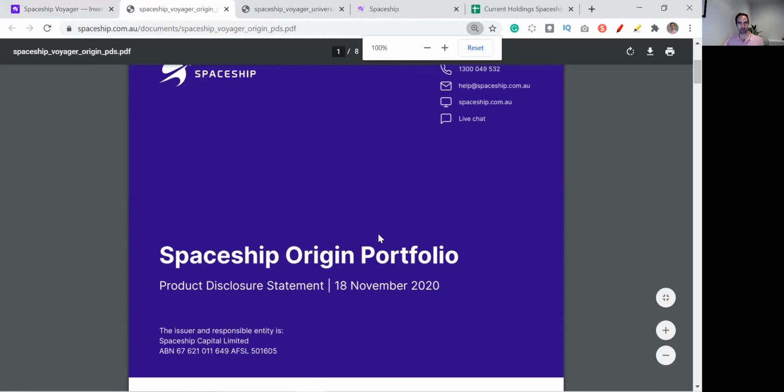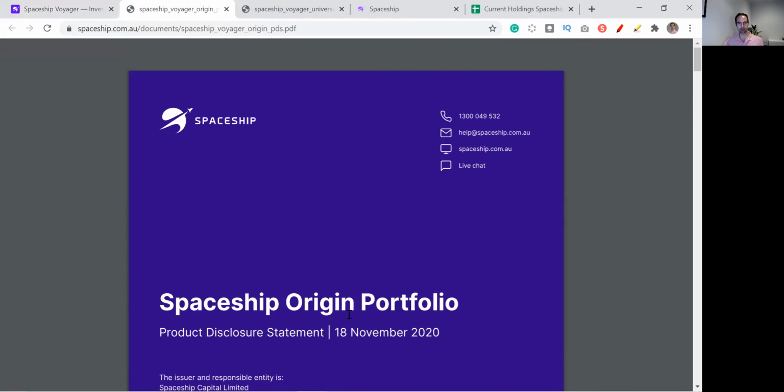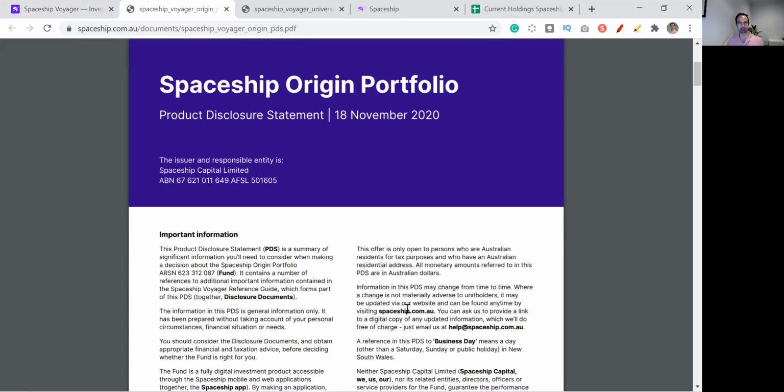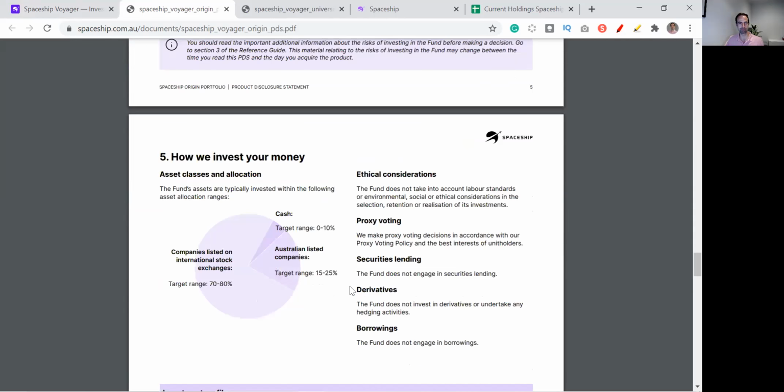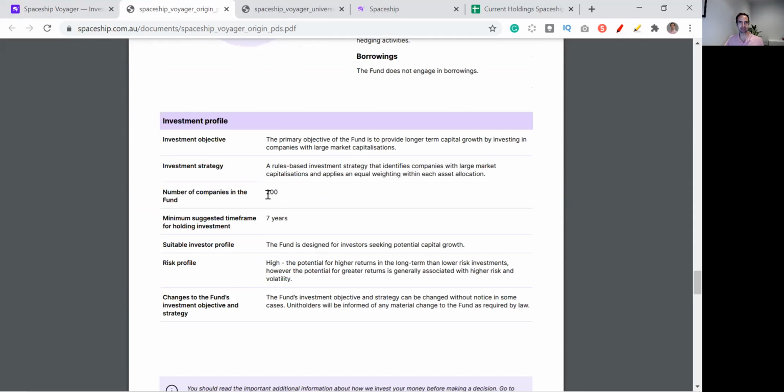Let's skip the first couple of pages, and you can see it got recently updated, November 2020, and I think that was a time when they established the new portfolio as well. You can see this is very similar in terms of the allocation, but there are more than double the amount of companies within that portfolio. And this is the main difference between those two options that you have when you invest in Spaceship Voyager.